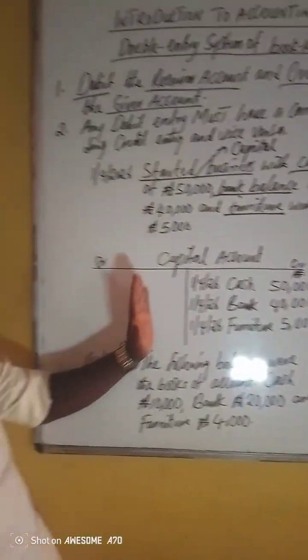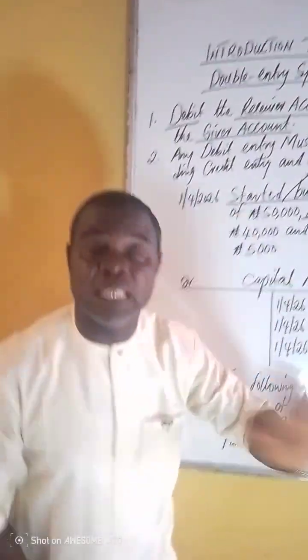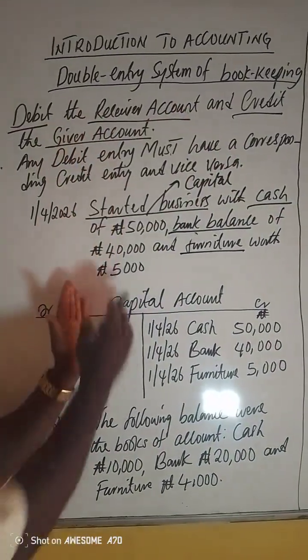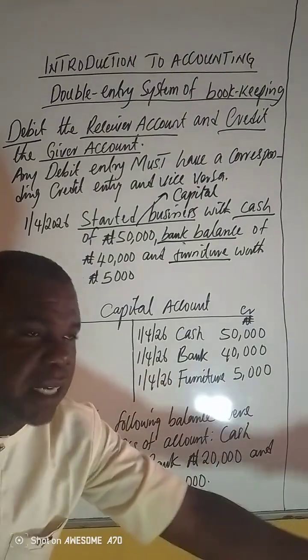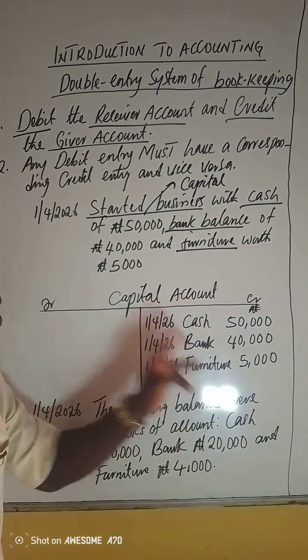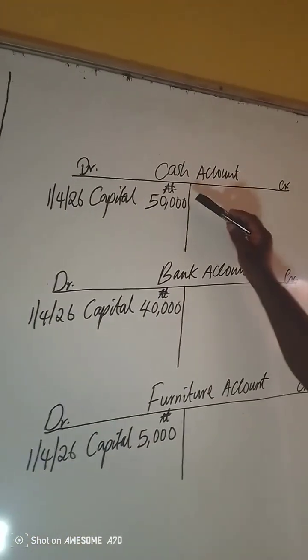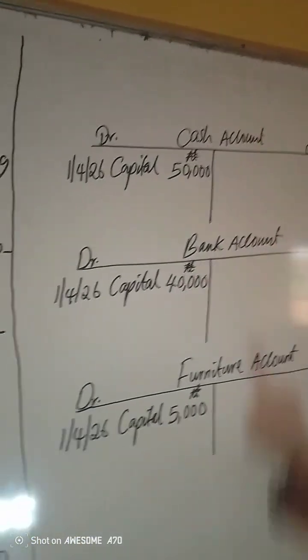Then in this case, you can see capital has been credited as a giver account, because we say debit the receiver account and credit the giver account. The giver account being capital is being credited in form of cash, in form of bank, in form of furniture. Then let's look at the receiver account. The receiver account here is a cash account. Cash account becomes the receiver account.